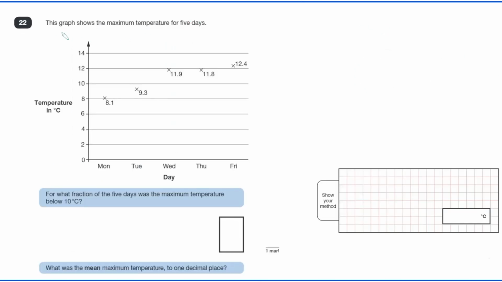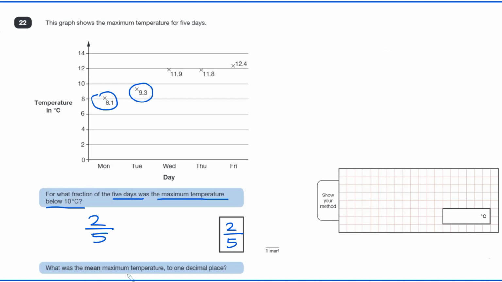Question number 22. The graph shows the maximum temperature for 5 days. For what fraction of the 5 days was the temperature below 10 degrees? 8.1 is less than 10 degrees, and 9.3 as well, so only 2 days. So 2 days out of 5. That is the answer: 2/5 is the fraction. Only 2 days below 10 degrees, 2 out of 5 days.